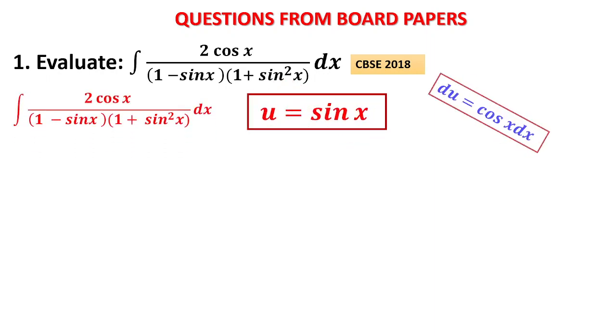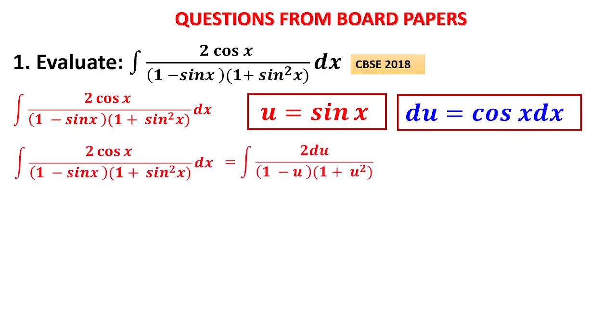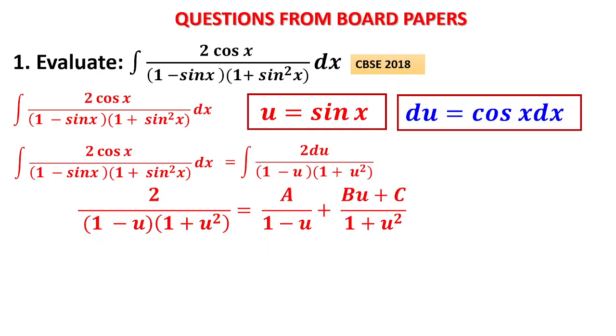Put u equal to sin x and du as cos x dx. The numerator will become 2 du. The denominator will become (1 minus u) into (1 plus u square). Now, again this problem can be done by integration by partial fractions. Let us take 2 upon (1 minus u)(1 plus u square) as A by (1 minus u) plus (Bu plus C) upon (1 plus u square), because 1 minus u is a linear factor and 1 plus u square is an irreducible quadratic factor.